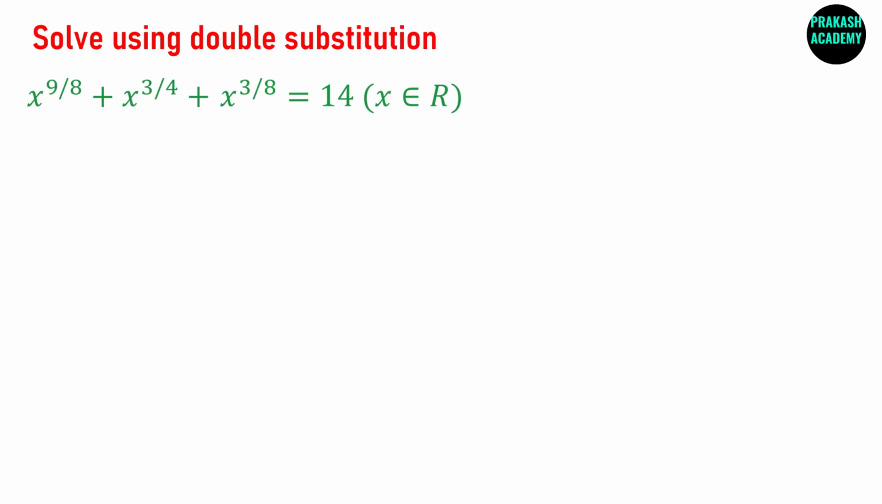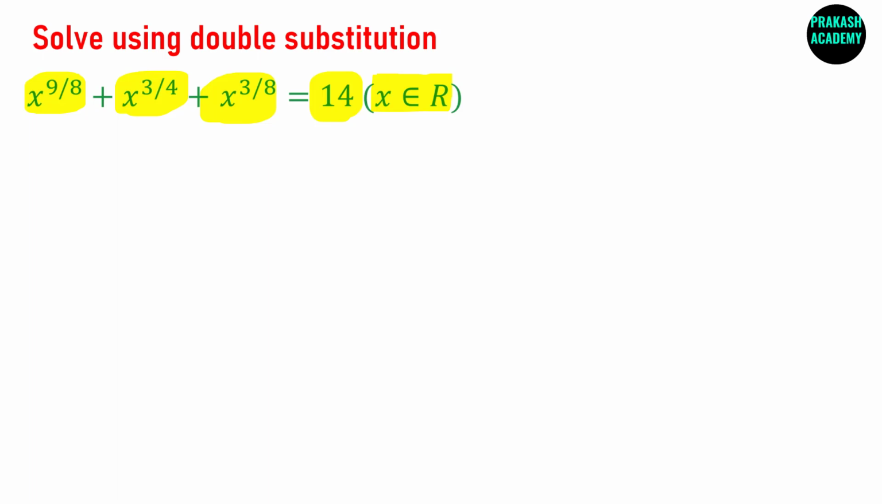In this problem, we have been given an equation and we have to solve for x. This is an exponential equation: x raised to the power 9 by 8 plus x raised to the power 3 by 4 plus x raised to the power 3 by 8 is equal to 14. We have to find the value of x, and it is said that x belongs to the set of real numbers, so x is a real number. Now, how will you solve this problem?